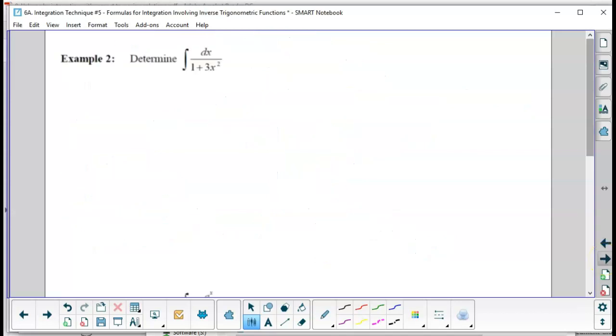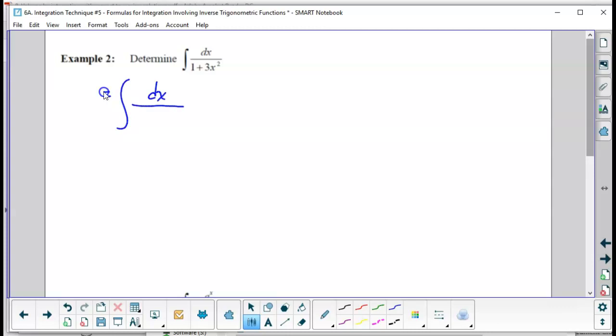All right, so now we're just going to use those. They're in your formula booklet. So we just proved them. Now we're going to use them. So what you want to note is if there's a coefficient with the squared variable, you want to get rid of it. So here this is dx. So I don't want to have a 3x squared.